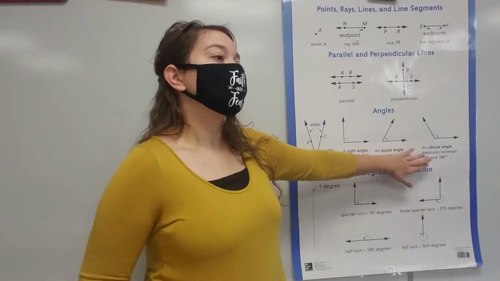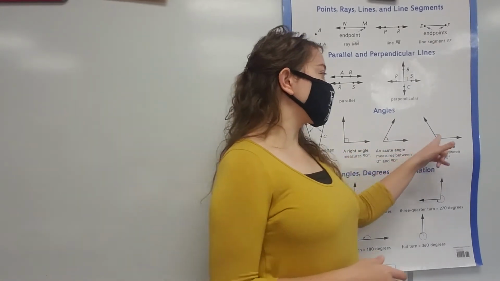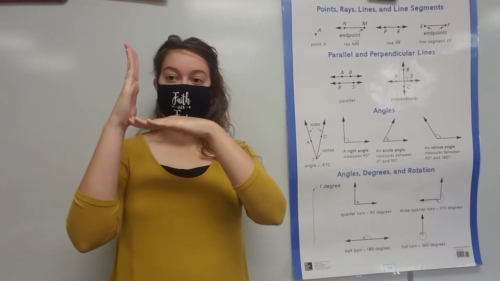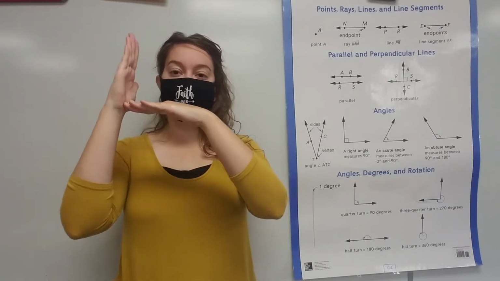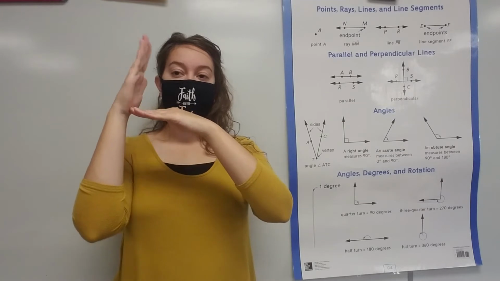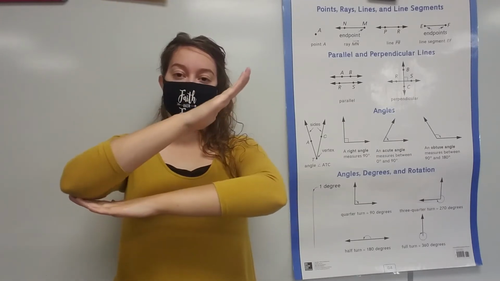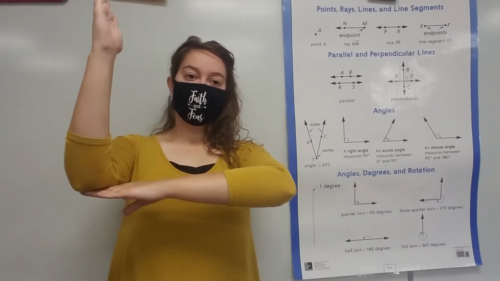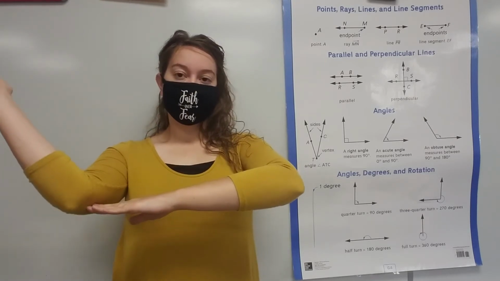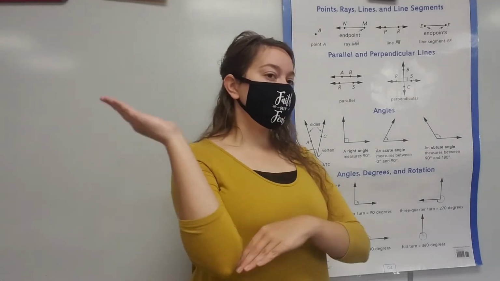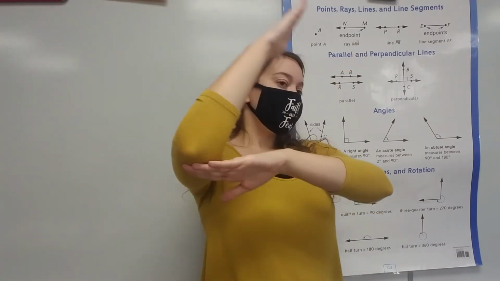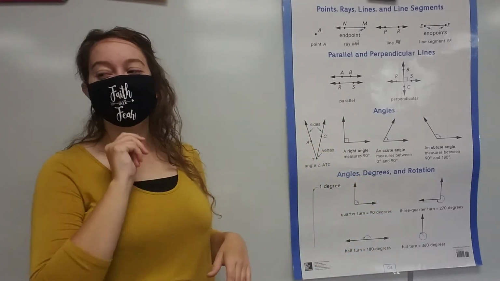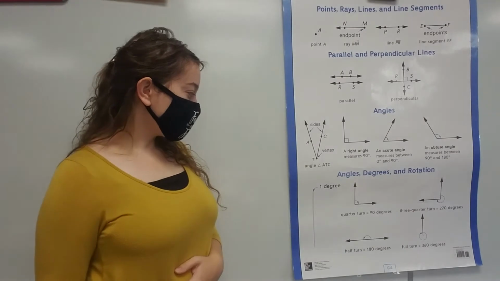Then obtuse. It makes it sound like it's big, right? That means it's bigger than 90 degrees. So we have a right angle. We have an acute angle. Can we all do this? Right angle. Acute angle. You can even do it with your arms. Acute angle. Or an obtuse angle. So what's this? Right angle. Acute angle. Obtuse angle. Perfect. And if I do this, is it less or more? Less. More. Equal. I tricked you, huh? It's a right angle.